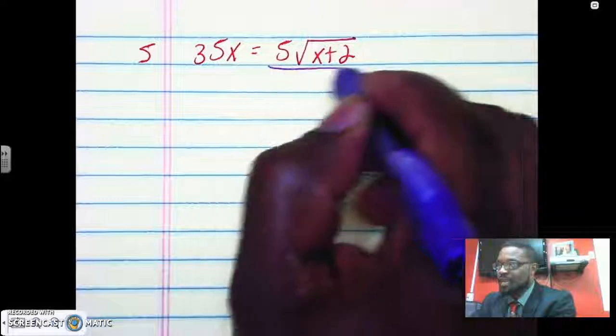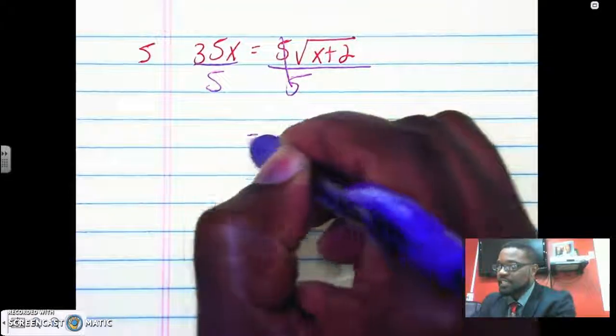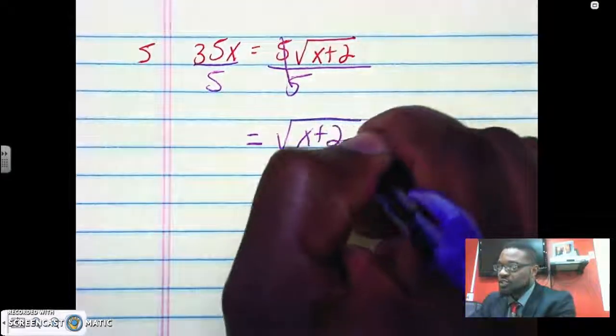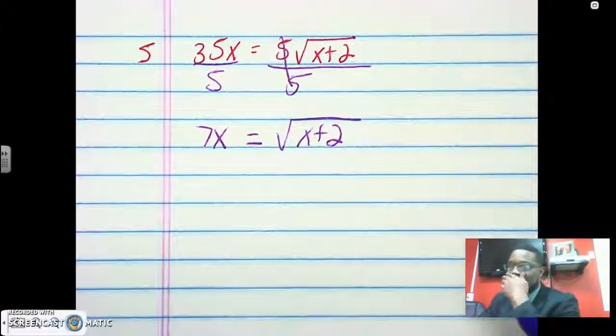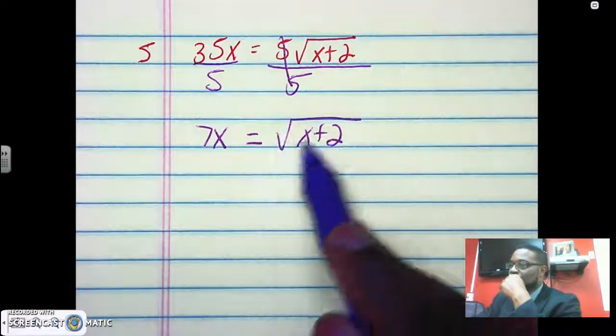I understand that means multiply, so my first objective is to divide this 5 to both sides. Now, I get the square root of x plus 2 once I do that, and over here I get 7x. Notice I have variables on both sides. It does not matter, because the next thing I have to do is remove this square root, or this radical.